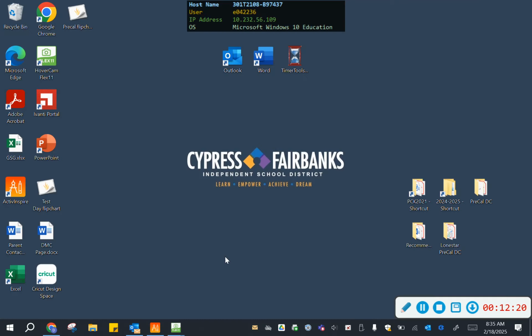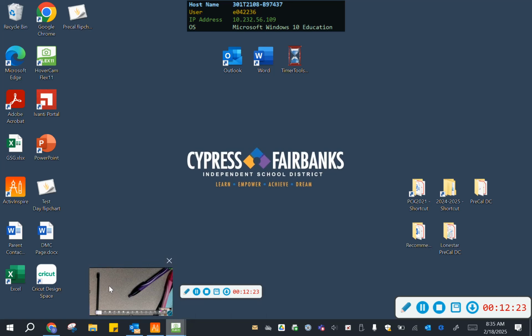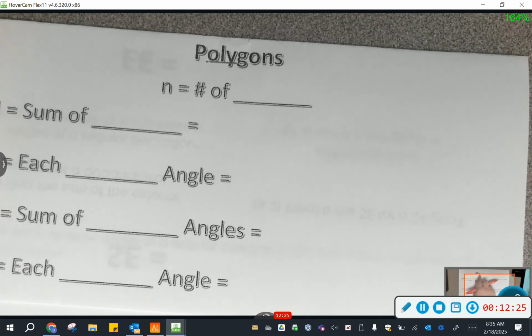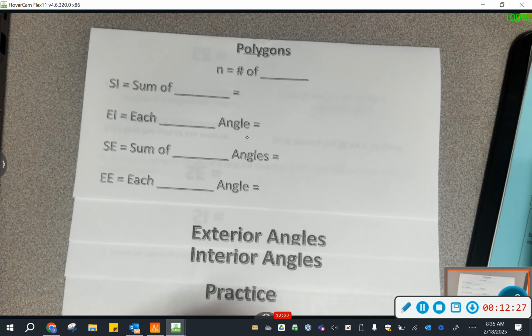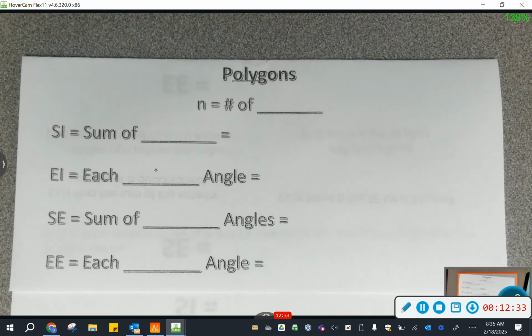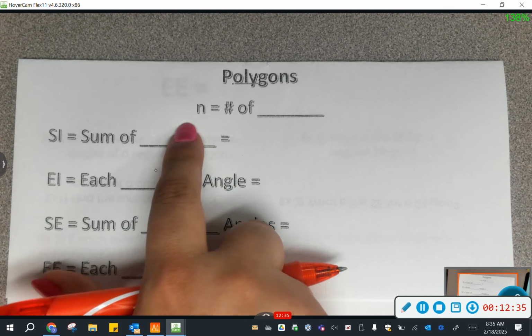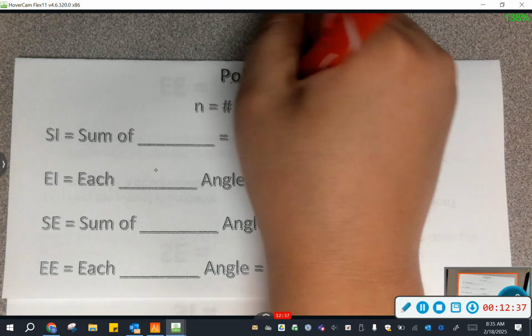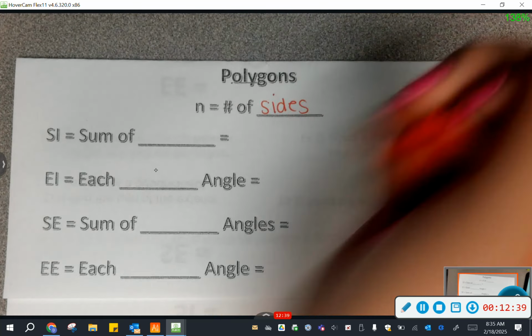Can everybody go to the notes, please? You picked up this accordion of notes. Did everybody get one? Like this? All right. N. Does everybody see the letter N? That is going to represent the number of sides. Write that down, please.